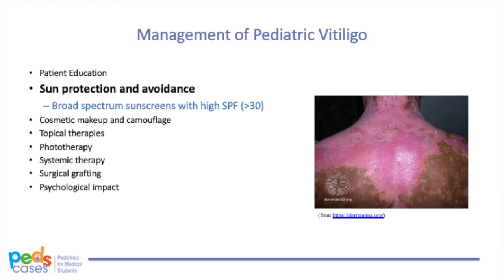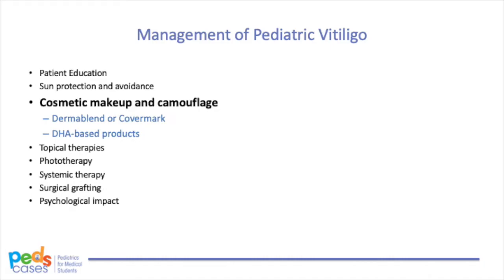It may seem counterintuitive, but a little bit of sun can actually be helpful in stimulating repigmentation in lesional areas. When prescription light source is not available for treatment, some physicians may recommend sunlight. However, the overall risk of skin cancers with sun exposure still outweighs its benefits, and it is important to educate patients about sun protection. There are various cosmetic camouflage products on the market, such as Dermablend or Covermark.